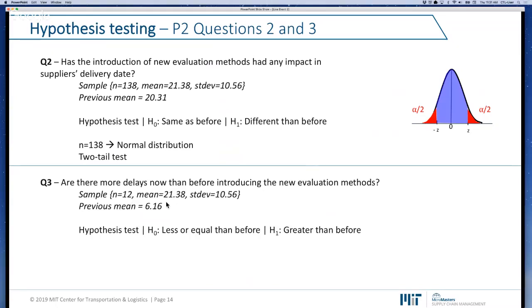The hypotheses that we need to formulate are different, because now the null hypothesis is that the delays are less than or equal to before. And the alternative hypothesis is that the delays are greater than before. That's what we want to test. So in this case, since the sample is smaller, we will use a t-distribution. And since there is directionality in the test, we want to see if the delays are greater, then we will use a one-tailed test. One-tailed test to the right.